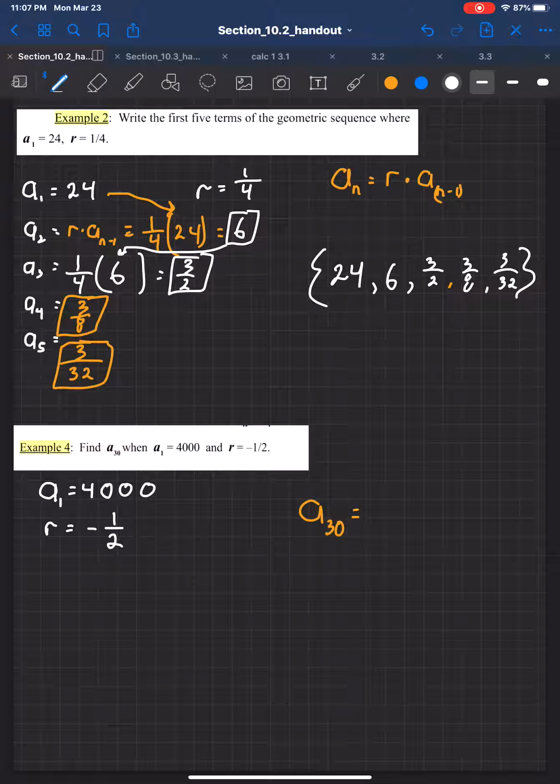All I'm going to do is first rewrite a formula that was on the previous page, and that is the formula for the nth term of a geometric sequence. So a sub n is equal to what? It's equal to a sub 1 multiplied by the common ratio raised to the power of n minus 1.